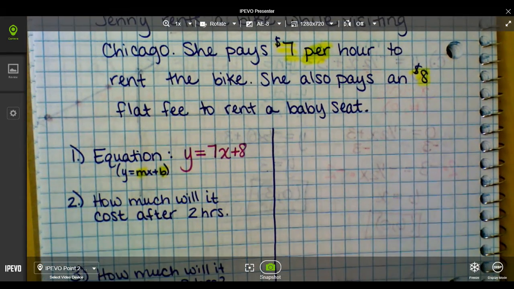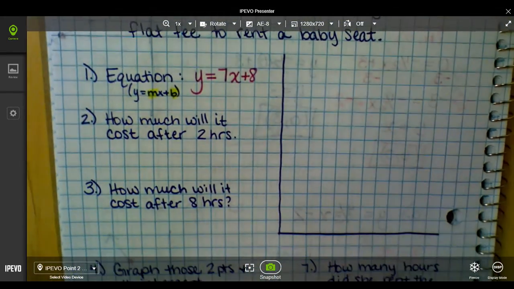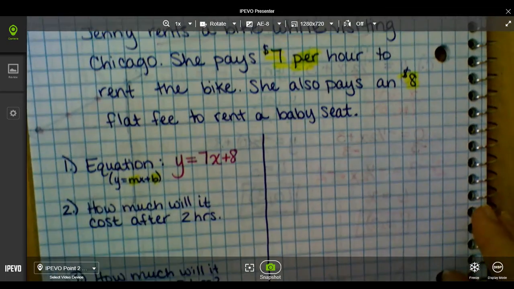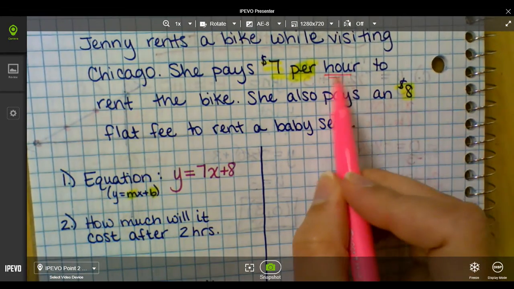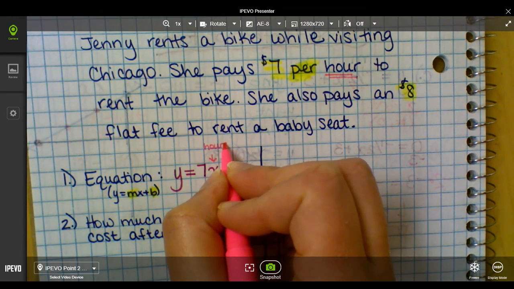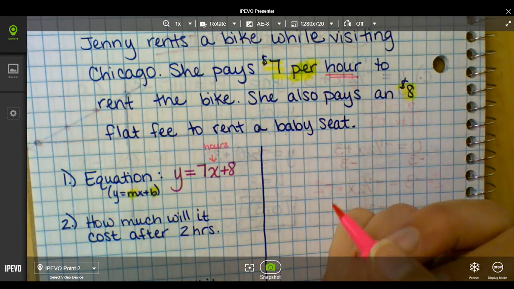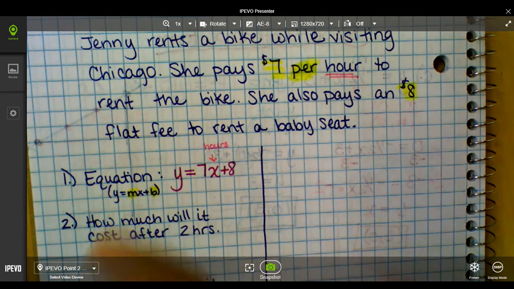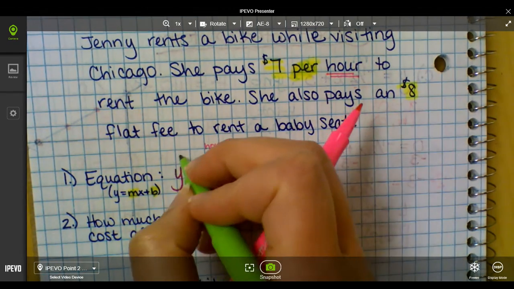All right. So using this equation, how much will it cost after 2 hours? Now you kind of have to ask yourself, is 2 hours going to represent the X or the Y? Which one is representing hours and which one is representing cost? Whenever it says $7 per hour, that means whatever is getting multiplied by the 7, that's what the X is representing. So your X is going to be hours. And then obviously your Y should just be your total cost. She's renting for so many hours, she's paying an $8 flat fee. So this guy is going to be your total cost.